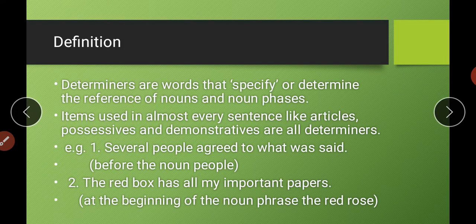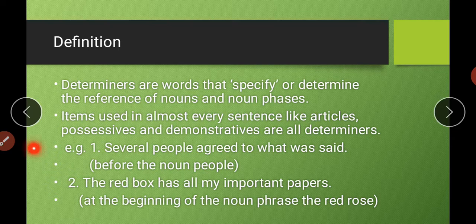So, if we look at the definition of determiners, determiners are the words that specify or determine the references of nouns and noun phrases. So what does it mean? It means these are words which will specify or determine the reference of nouns and noun phrases. Items used in almost every sentence, like articles, possessives and demonstratives, are all determiners. Like articles, if we use a and the, and possessives like my, mine, ours, theirs, or the demonstratives like this, that, these, those, all these words are your determiners.